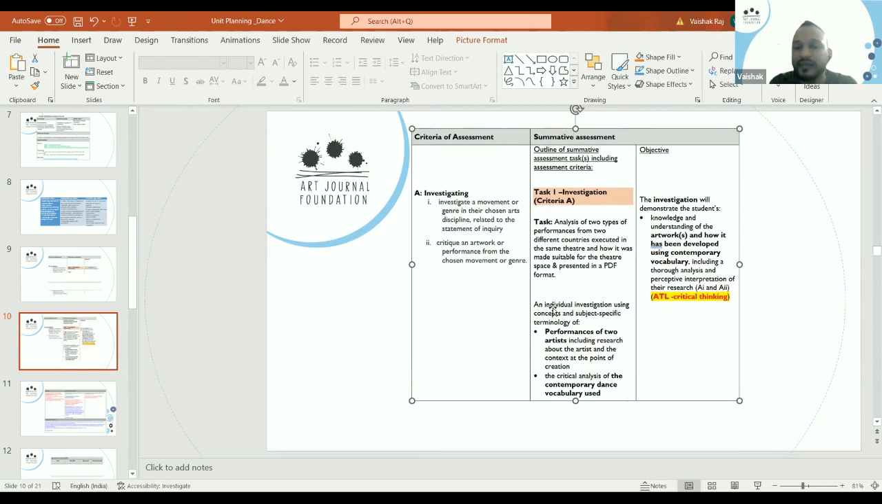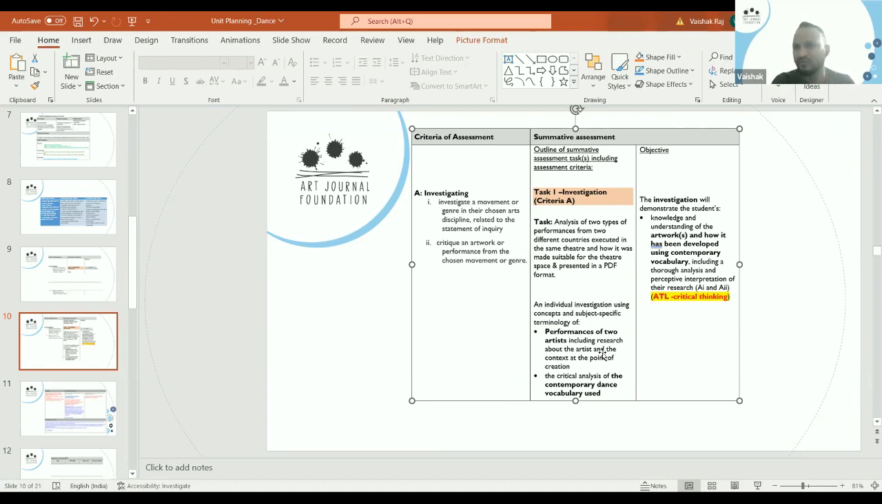I've just said that it is an individual investigation using the concepts and subject-specific terminology of the performance of 2 artists, including research about the artist and the context at the point of creation. That is about the artist, not necessarily about the artist, but about the creation. Like what interpretation, what perspective, what analysis does it give? Critical analysis of the contemporary dance vocabulary used in that performance. So they have to use subject-specific terms first. This is an investigation report that they have to submit.